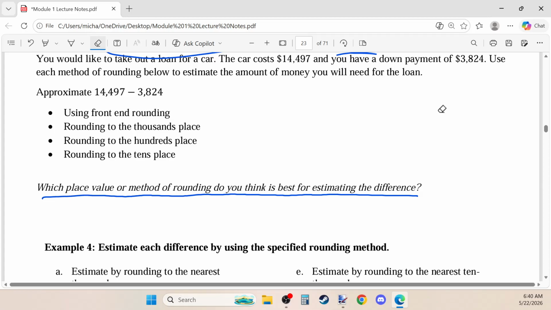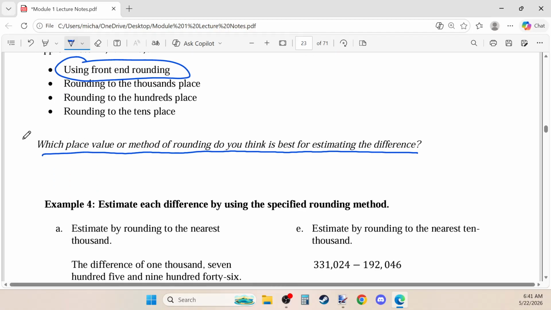What does it mean by what method of rounding is best? If you round it to too big of a position, your estimate is going to be further off. On the other hand, if you round to too small of a position, you're not saving yourself any work. You might as well just do the problem again. So it's kind of tough. Often, if the purpose is just to check an answer or just to get a ballpark estimate, front-end rounding is fine. But it's kind of up to you.